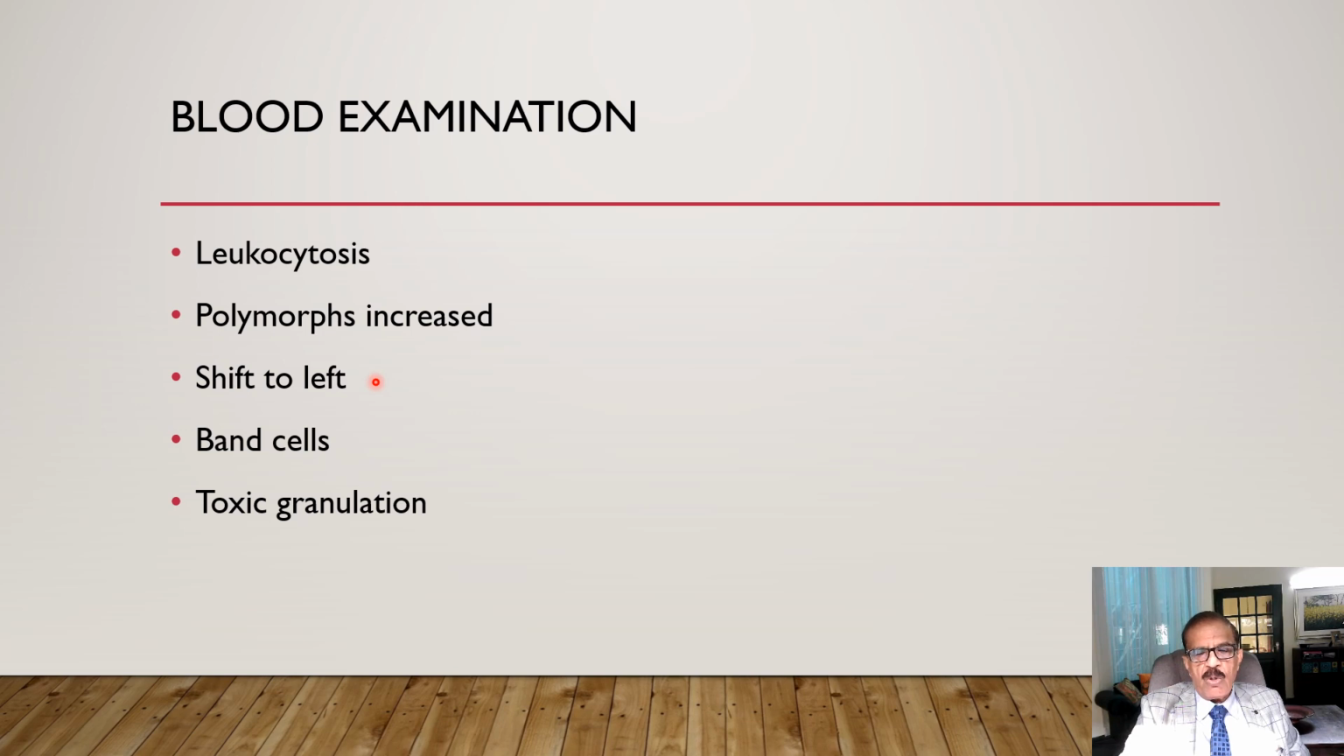That means more younger cells with single nuclei which are called band cells. They are in majority, and some might also have toxic granulation. I can't actually discuss this more in detail because that will increase the time of this lecture, but there is a typical picture which we see in acute infection, and you will see that picture in pneumonia.